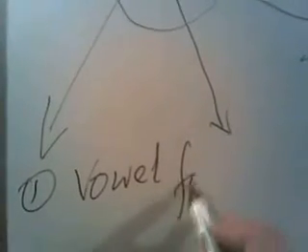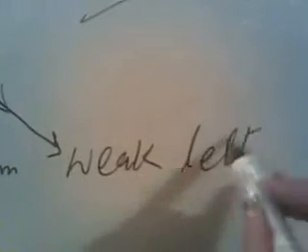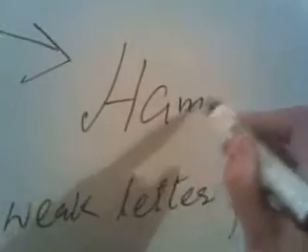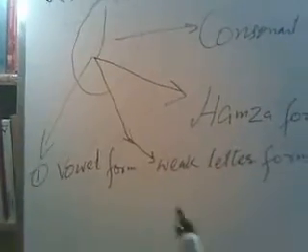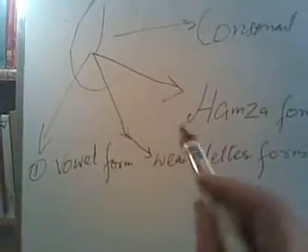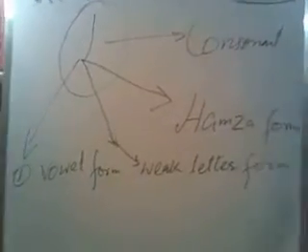vowel form. Now the second one is weak letter form. And the third one, here I will write, Hamza form. And I will write here consonant form. So look at this. There are four different forms generally. What we summarize as per our own method: this Alif is the vowel form, then this Alif is the weak letter form, then this Alif is the Hamza form, and then this Alif is the consonant form.